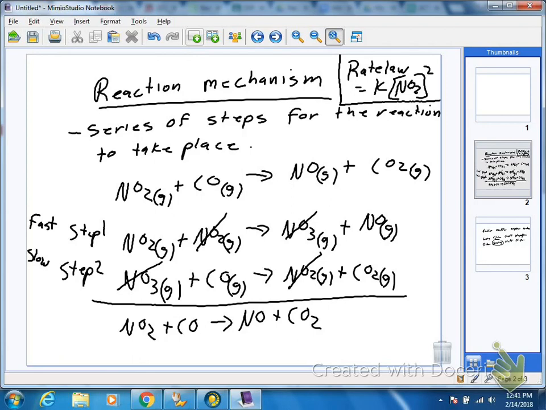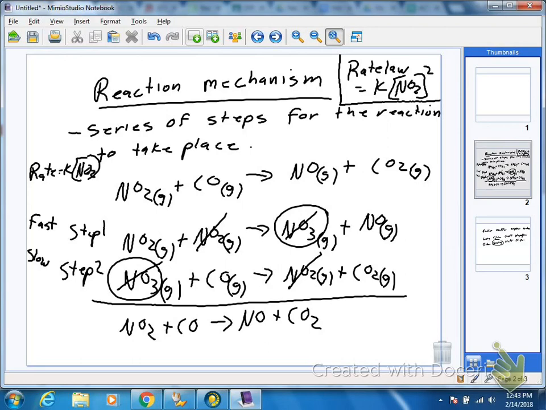Then what you would do to figure out the rate, now, this NO3 is called an intermediate. The definition of an intermediate is that it's not a reactant or a product, and it's produced in one step and used up in another. So NO3 would be an intermediate, and that would not be included in your rate law because the rate law only includes reactants. So on this, what would our rate law be? It would be NO2 squared times CO. We combine the fast step and the slow step, because the fast step can't proceed to form products any faster than the slowest step. So the rate law would be rate equals k[NO2] squared.